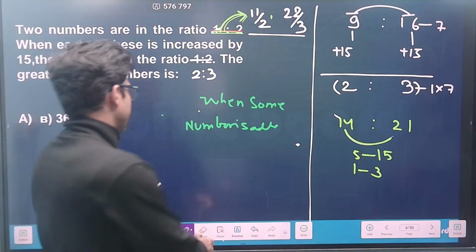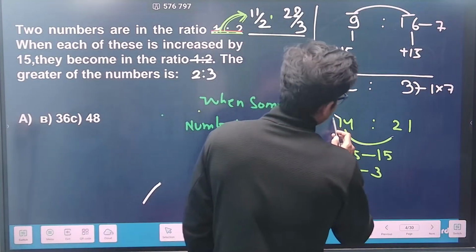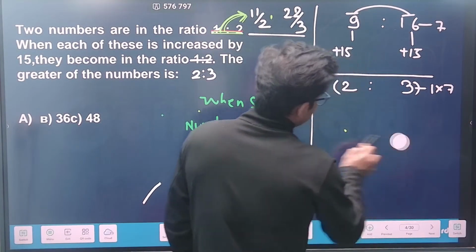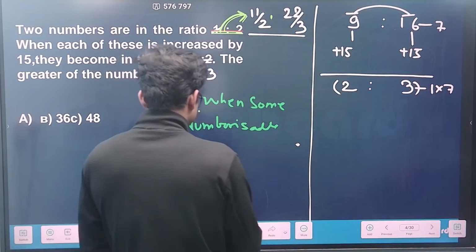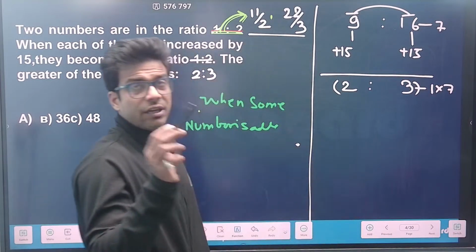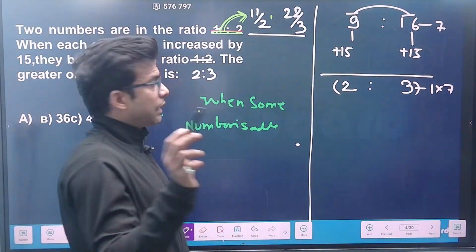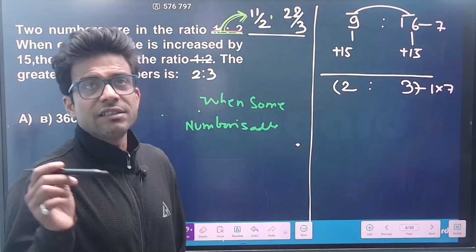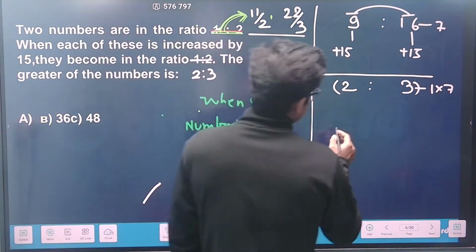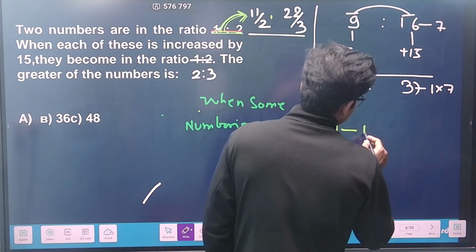Or you can also say, from here, if the difference is equal, then the value of 1 is 5. If the difference is equal, then I can easily say that 5 is 15, and 1 is 1. The ratio of 1 is basically 5.